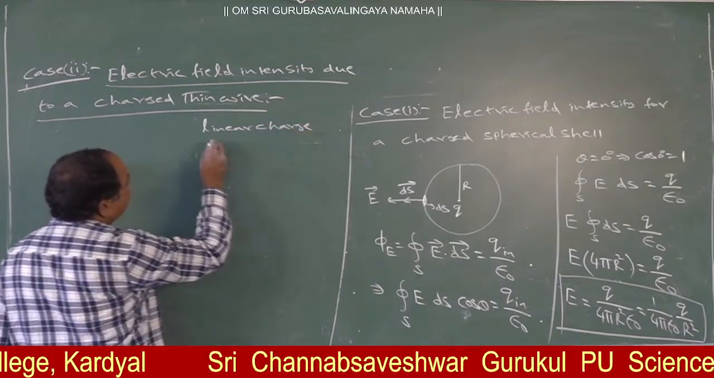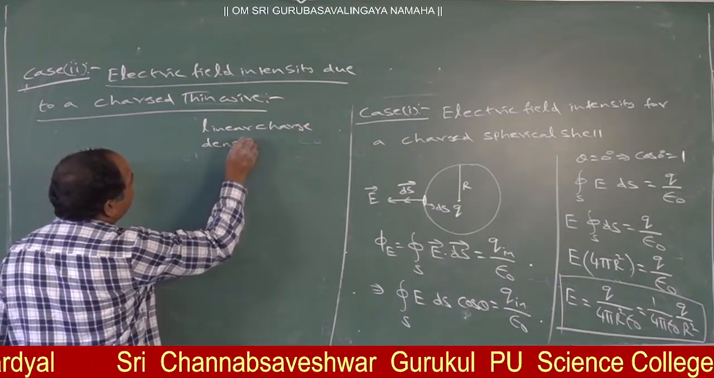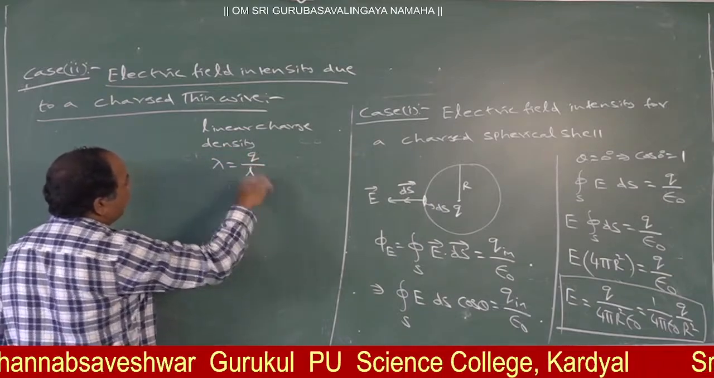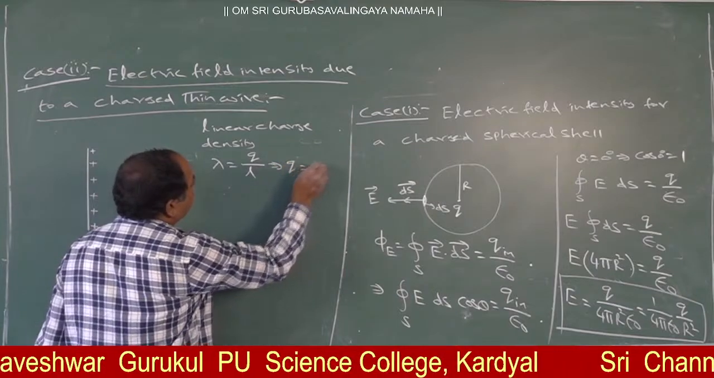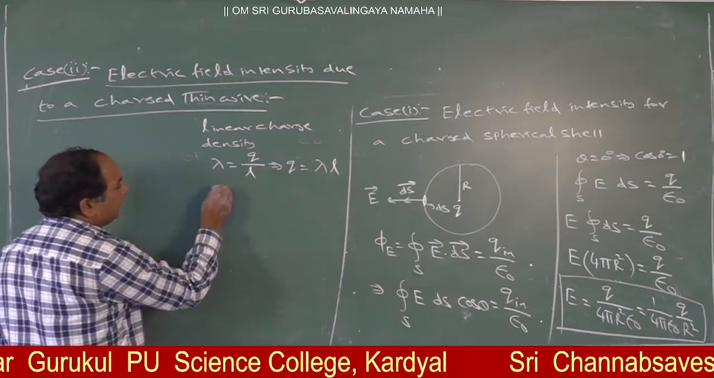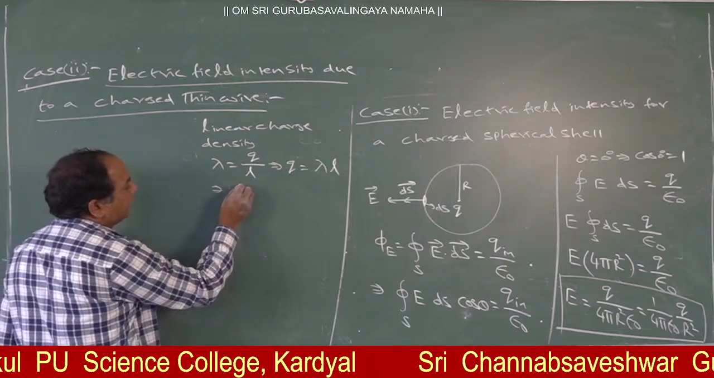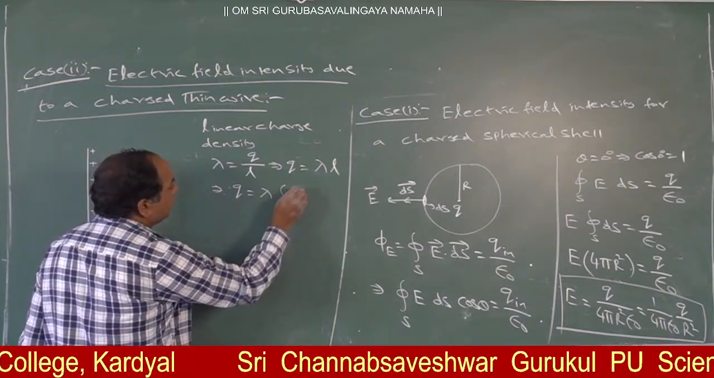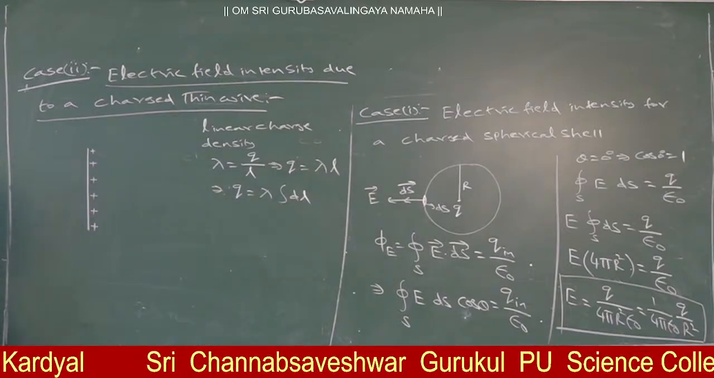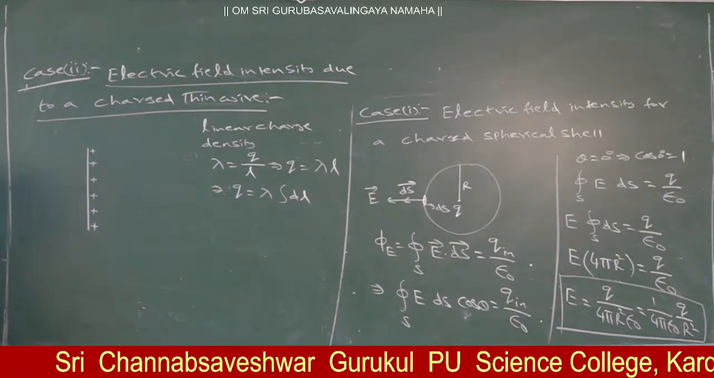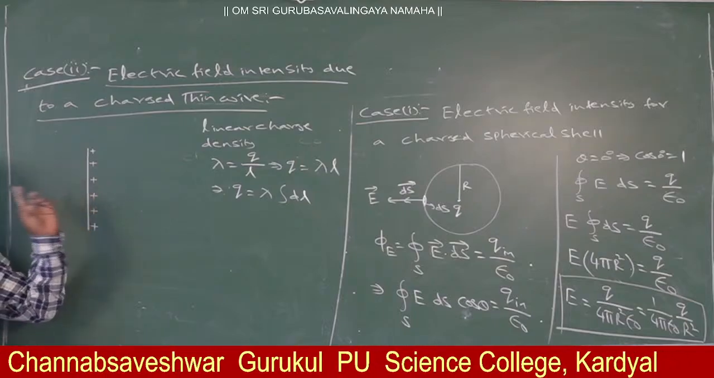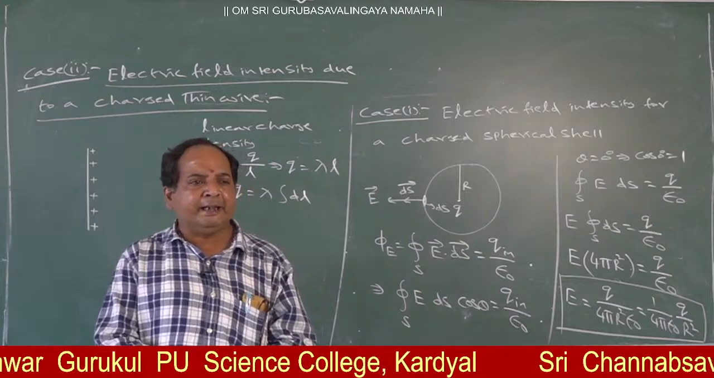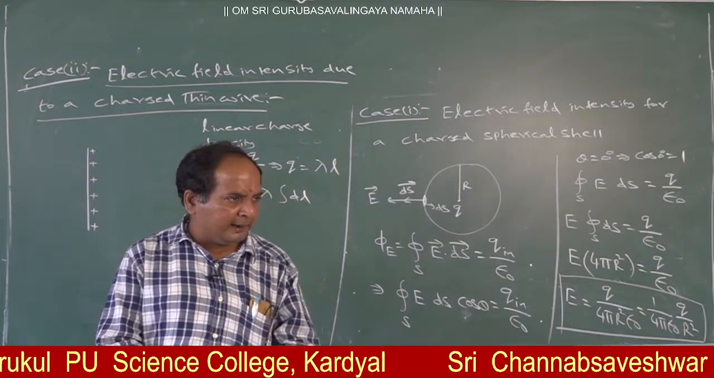Linear charge density is denoted by lambda, equal to Q by L. So Q is equal to lambda into L. If it is written as an integral, Q is equal to lambda integral dl. That is the charge. Now, if you want to apply Gauss law, what is the condition? The charge should be enclosed.